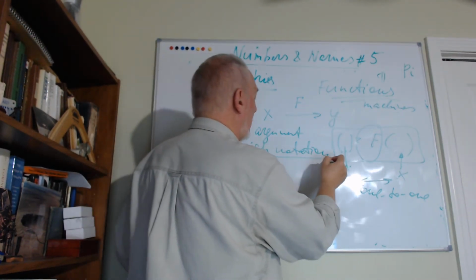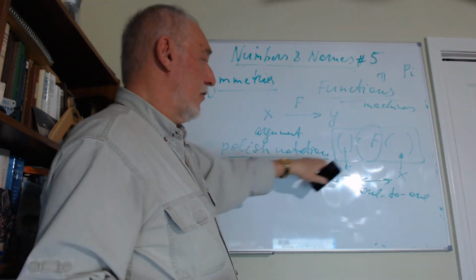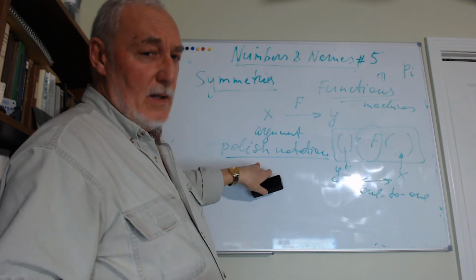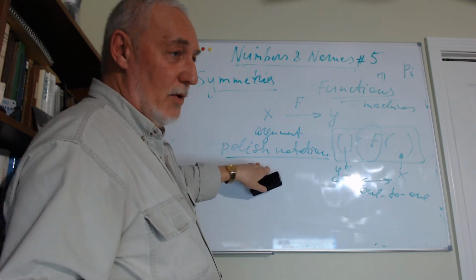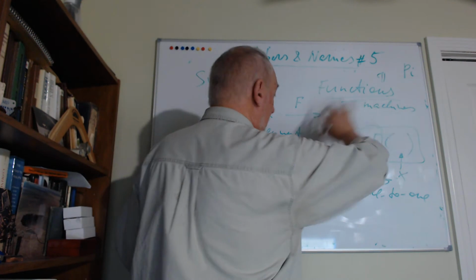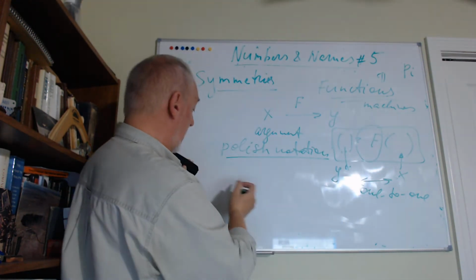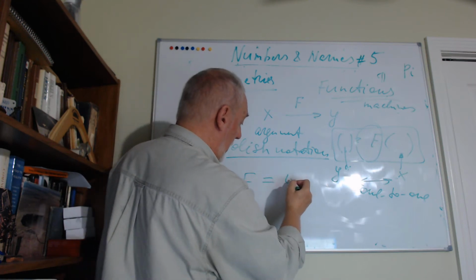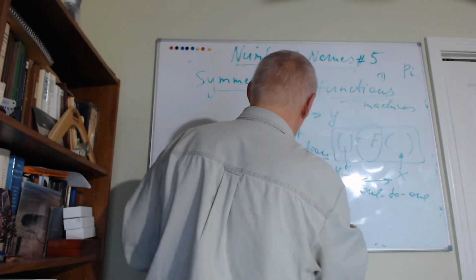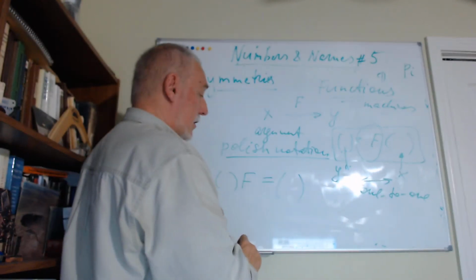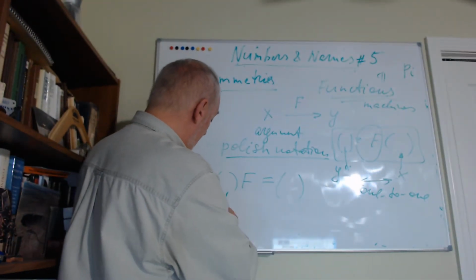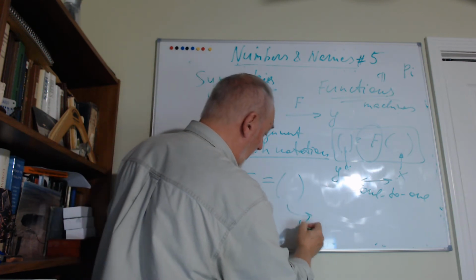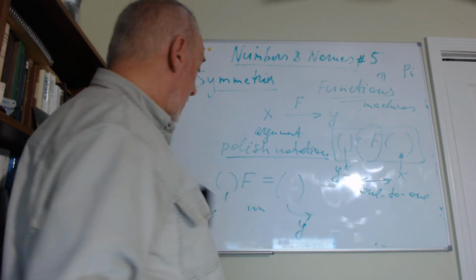There's also something sometimes good to know. I think it's called Polish notation, because it was suggested by a Polish guy. It's inverted. It's written like this. So x comes in here from left to right, then it's transformed here, and then the value comes out here. So from left to right.